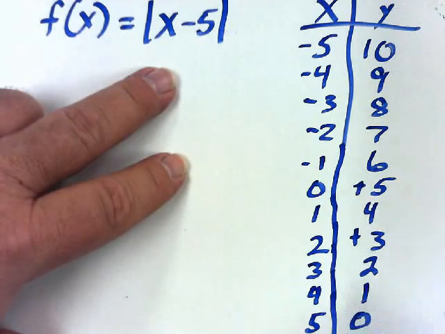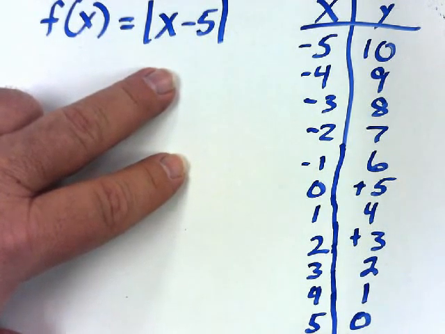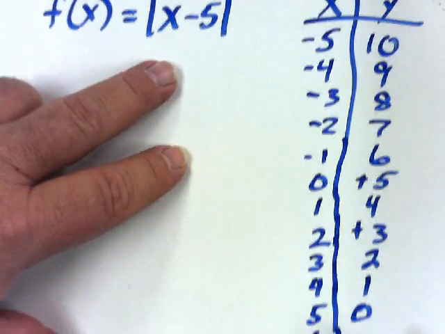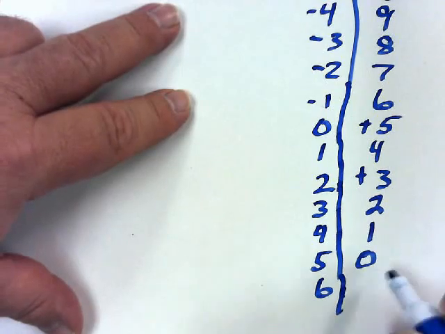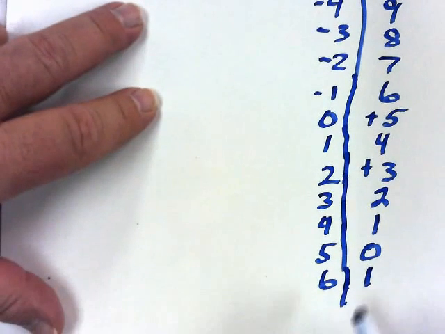6 minus 5 is 1, and the absolute value of 1 is 1. Okay. 7. 7 minus 5 is 2. The absolute value of 2 is 2.